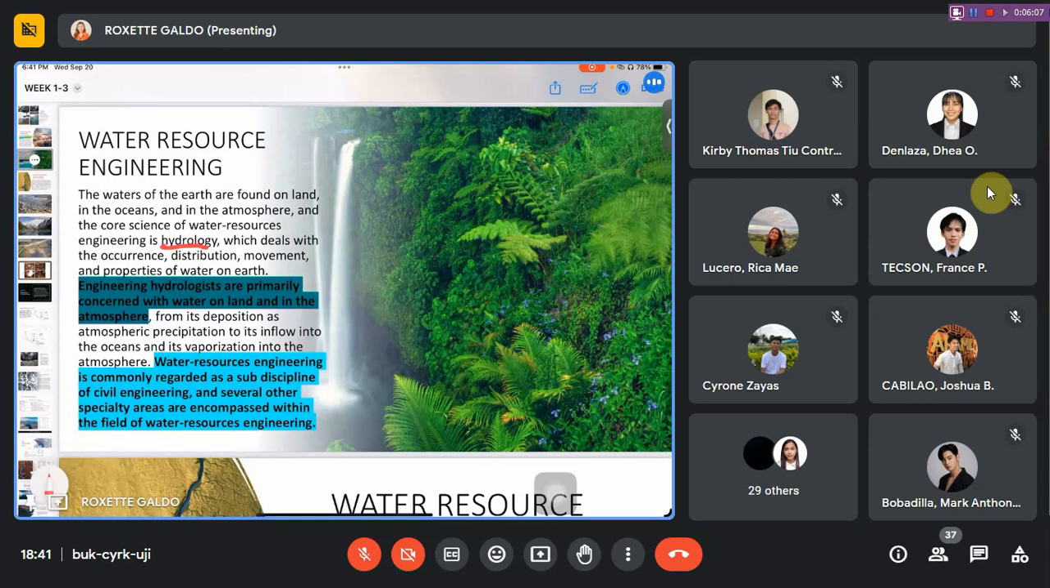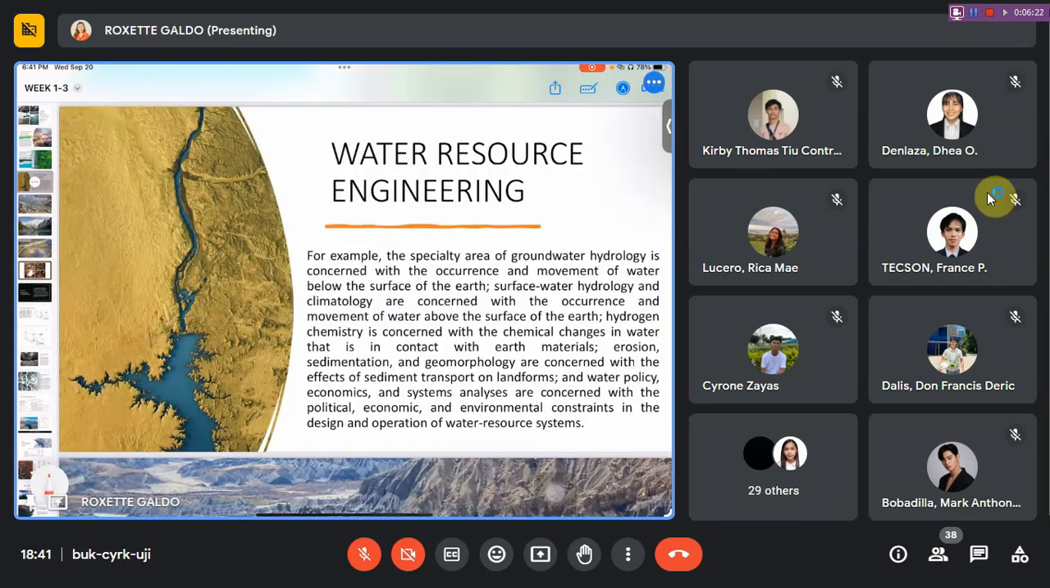So, water resources engineering is commonly regarded as a subdiscipline of civil engineering, and other specialty areas are encompassed with the field of water resources engineering. So, for example, the specialty area of groundwater hydrology is concerned with the occurrence and movement of water below the surface of the earth. So, surface water hydrology and climatology are concerned with the occurrence and movement of water above the surface of the earth. So, kibali na siya sa atmosphere.